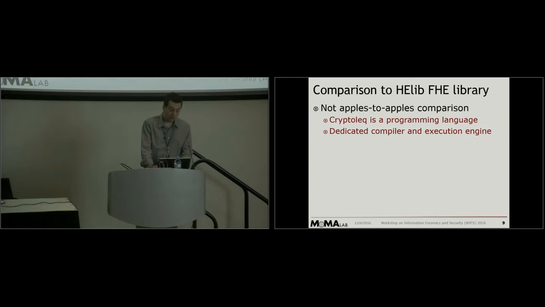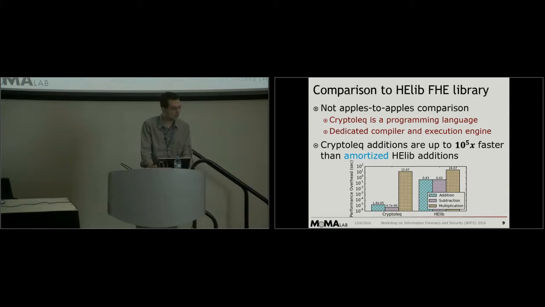So finally, we just compare this with a fully homomorphic library. Of course, it's not an apples-to-apples comparison because CryptoLeg is a programming language and has an execution engine and a dedicated compiler, whereas HElib is just a mathematical library. But our results show that the average cost of CryptoLeg additions is about 5 orders of magnitude faster than the average cost of HElib additions. And this is due primarily to the bootstrapping cost that HElib has.